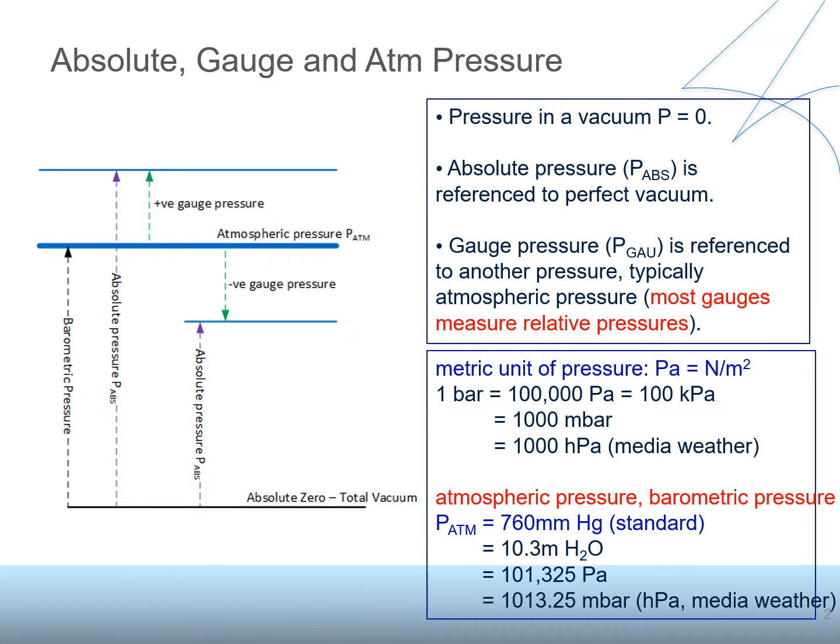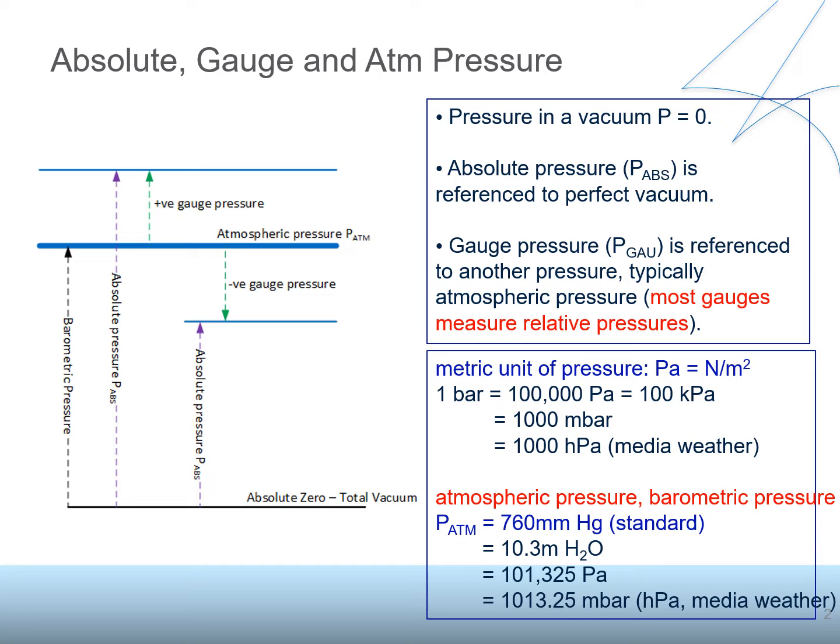What are the absolute, gauge, and atmospheric pressures? So pressure in a complete total vacuum is the absolute pressure, okay? And that is usually referenced as P equals 0. So when you start from absolute pressure, pressure at vacuum equals 0, and then everything will be more than that absolute pressure.